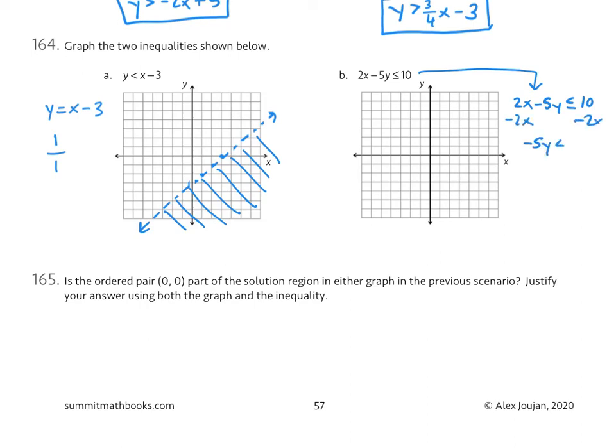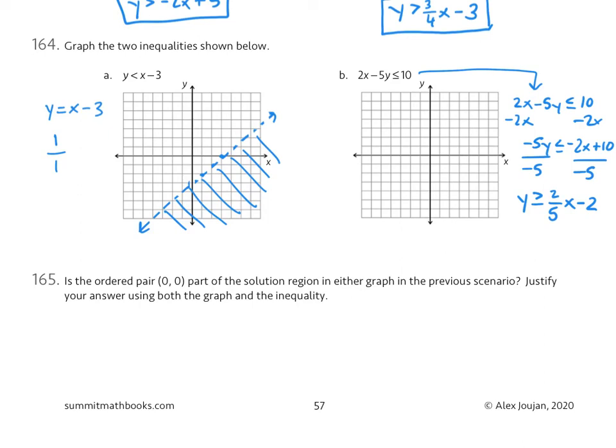Now I have negative 5y is less than or equal to 10 minus 2x, or I can put the minus 2x first as negative 2x, and then 10 is positive, so plus 10, and then divide both sides by negative 5. As I've shown you a couple times, when you divide both sides by a negative number, the inequality changes its direction. So instead of less than or equal to, it will now become greater than or equal to. Negative 2x over negative 5 is positive 2/5 x, and then plus 10 over negative 5 is 10 divided by negative 5, or negative 2.